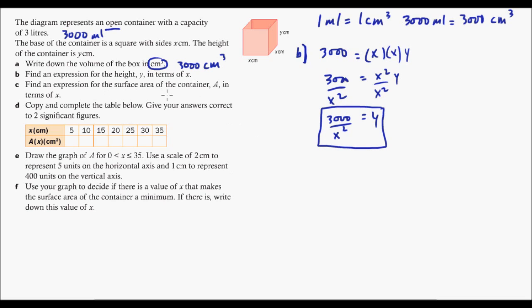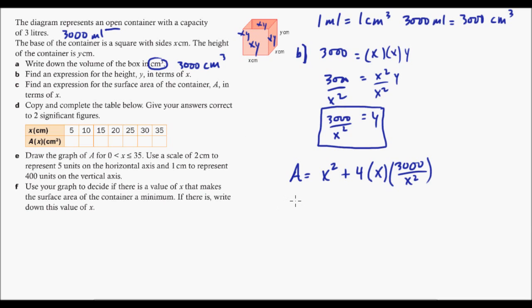Now find an expression for the surface area. The surface area is just adding up all the sides. With x times y, we have 4 of those sides, and then we have 1 on the bottom. Remember it's open, so the bottom is going to be x squared, x times x, and then 4 times x times 3,000 over x squared, because there are 4 sides that are each x times y. This is xy, this is xy, the back is xy, and that's xy. Those are the 4 sides.